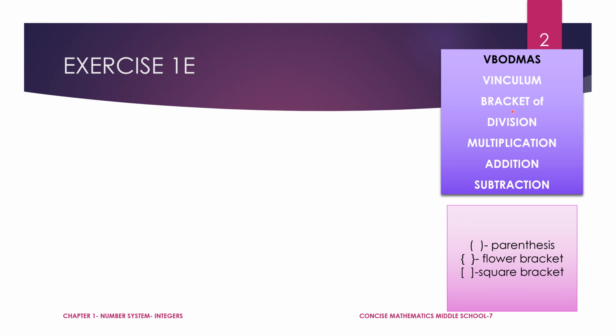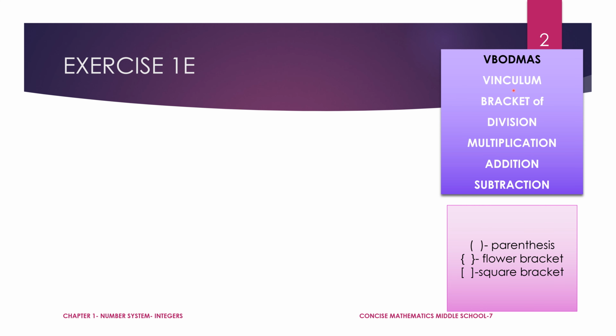Even in the brackets you need to give the preference, that is the parenthesis should be solved first. Whenever an integer is inside the parenthesis it should be solved first, and flower braces get the next preference, and the last preference is for square braces.